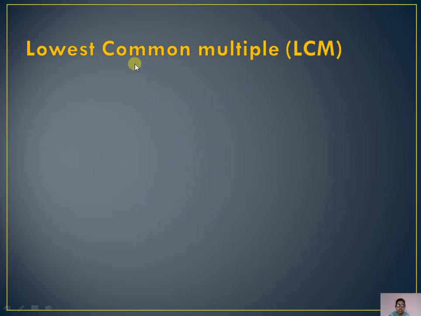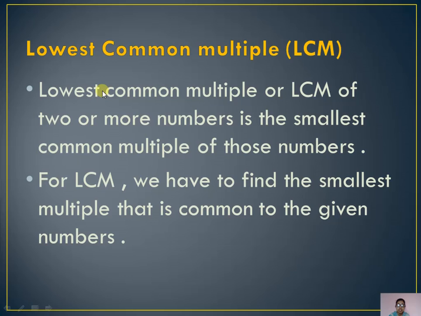Next topic is lowest common multiple or LCM. What is LCM? Lowest common multiple or LCM of two or more numbers is the smallest common multiple of those numbers. For LCM, we have to find the smallest multiple that is common to the given numbers.